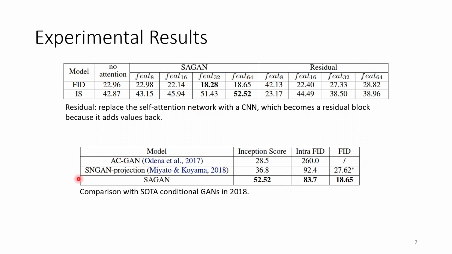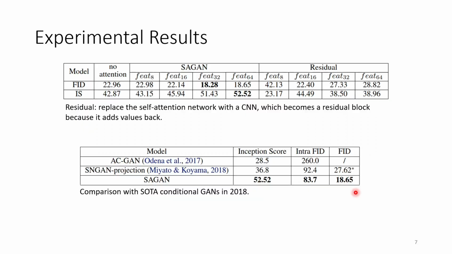Okay, so the spectral normalization GAN plus the projection discriminator was the state of the art in 2018. And this is their inception score and FID, so SAGAN shows that using self-attention layers, the inception score was improved, and the FID is also improved, the lower the better.